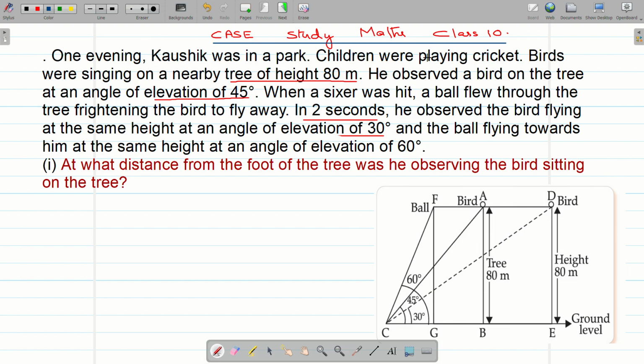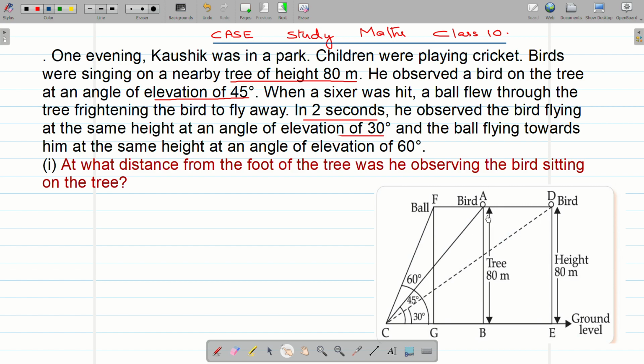A case study question from Applications of Trigonometry. First of all, you have to read the question very thoroughly, taking time. One evening, Kaushik was in a park. Children were playing cricket. Birds were singing on a nearby tree of height 80 meters. There's a tree of height 80 meters and birds are singing sitting on the tree.